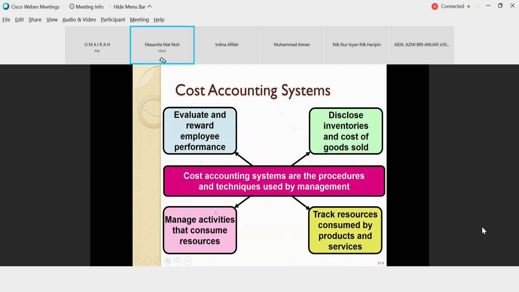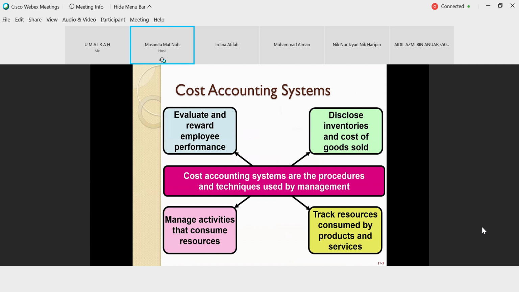Okay, and then manage the activities that consume resources. Okay, yang ini pun maksudnya from here lah kan, daripada sini you dah dapat track tu. So kalau katalah you can see that there are too much usage of certain resources, then they must come up with another plan on how to rectify that situation.